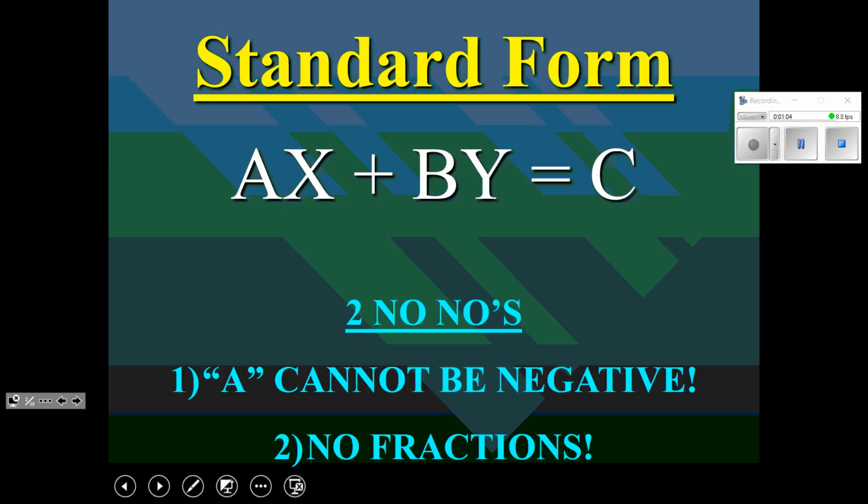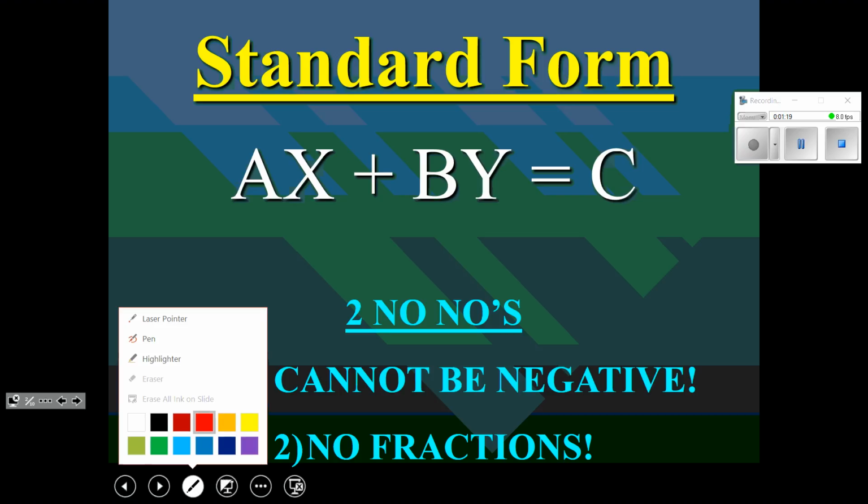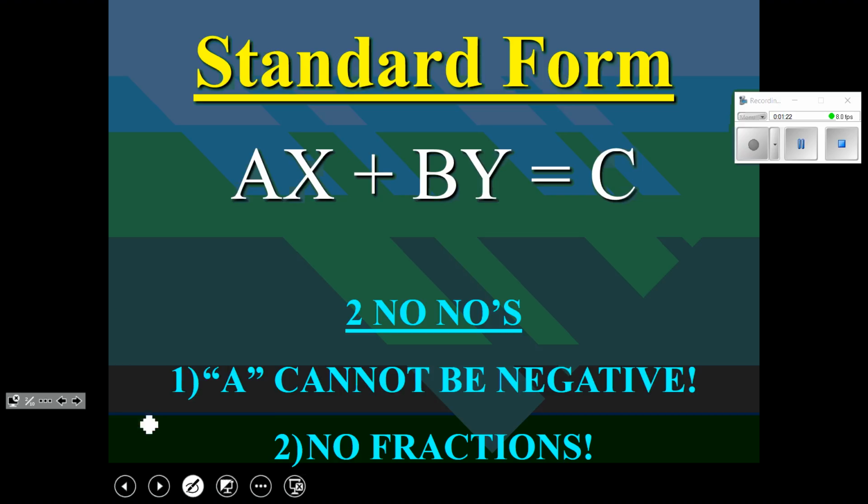First of all, this is the form, standard form: ax plus by equals c. Now a, b, and c will be numbers. So if we put numbers in for ax plus by equals c, give me an example of what the equation might look like. If a was a number, pick a number. 2x plus 3y equals 7. That is in standard form.